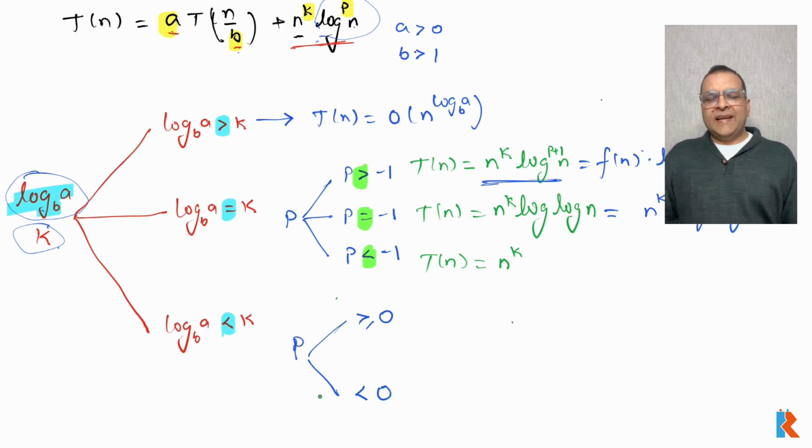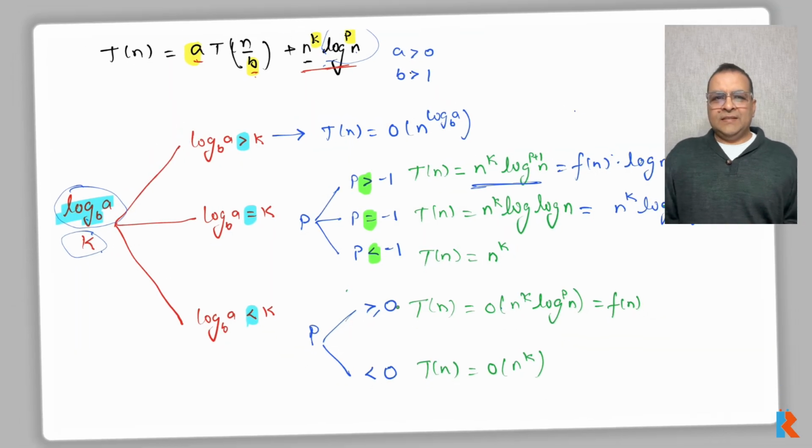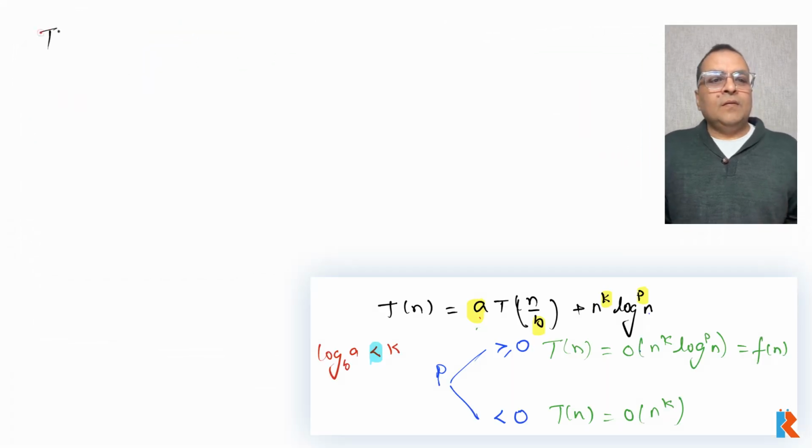If p is negative, which means you have log n in the denominator, then we will just ignore log n and T(n) will be big O of n raised to the power k, which is the numerator. And if p is positive, then T(n) will be big O of n raised to the power k log of n raised to the power p, which is nothing but the function itself. So if you have log n in the denominator, then you just ignore it. If you do not have log n in the denominator, then the answer will be equal to the function itself. As simple as this.